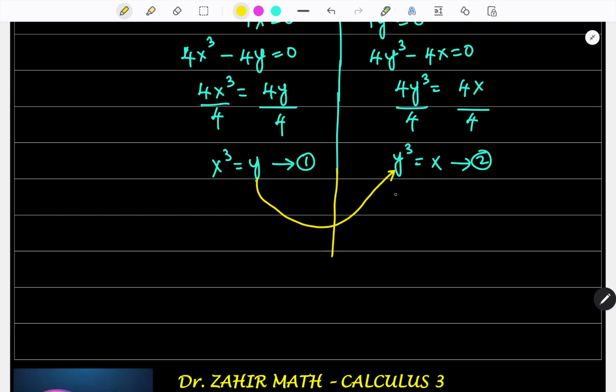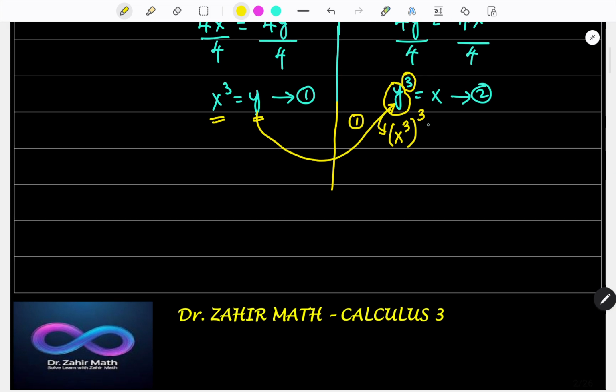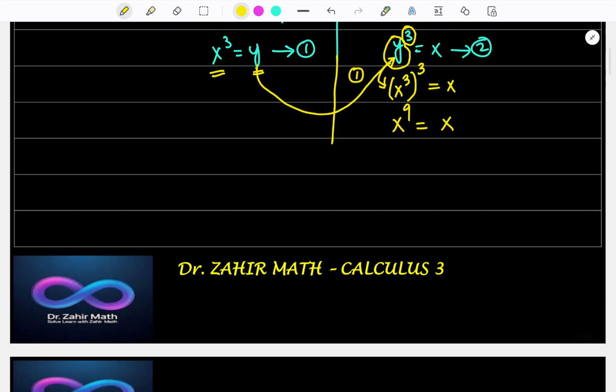So what is your y? Your y is x cube, and then this power 3 I will put. Again I'll repeat. I have y is equal to x cube. So for y I am putting x cube from equation number 1, is equal to x. It means x power 9 is equal to x. Now your problem starts. You're going to find the value of x.